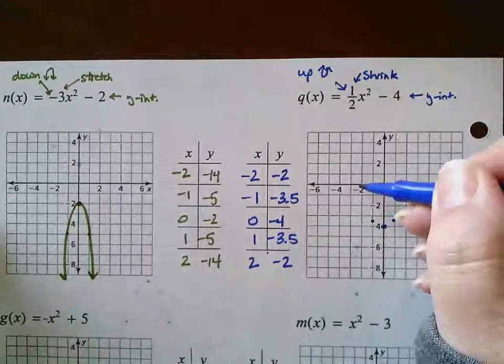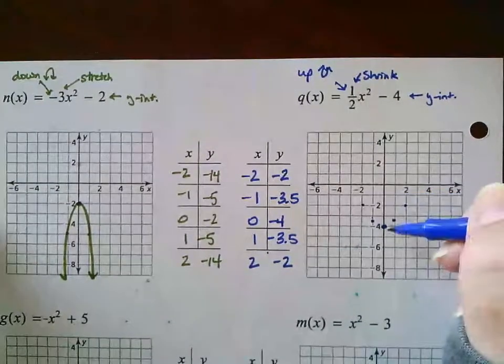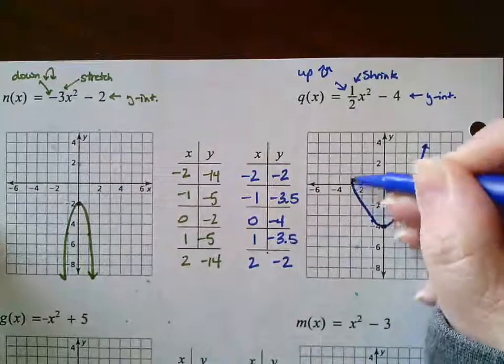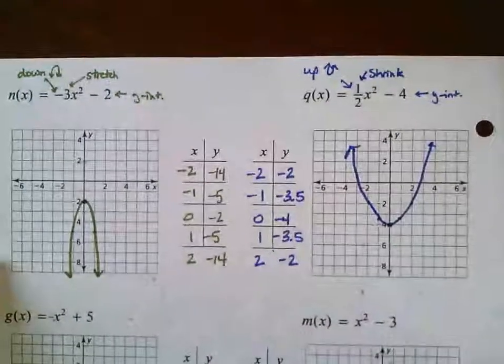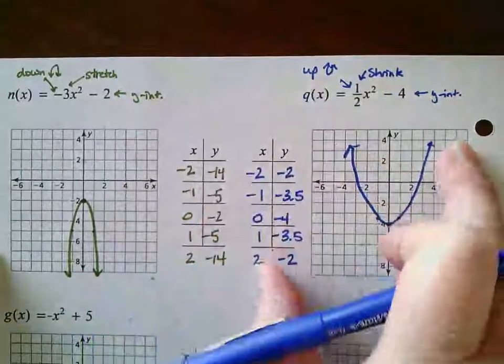And then negative 2, negative 2, and 2. So you can see how wide this graph is. And that's about what it should look like. Obviously, I didn't go beyond that to get the exact values, but that's about what it should look like: a wider graph going upwards with a y-intercept. Okay, 2 more.